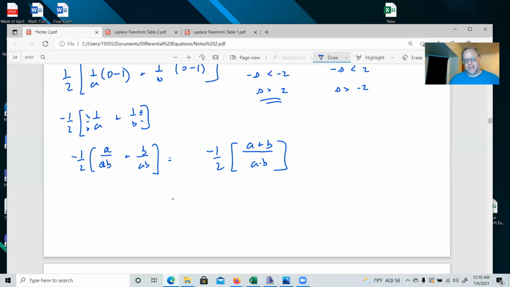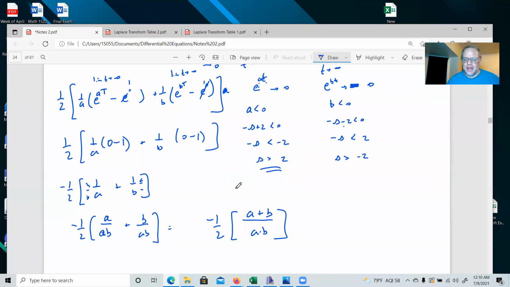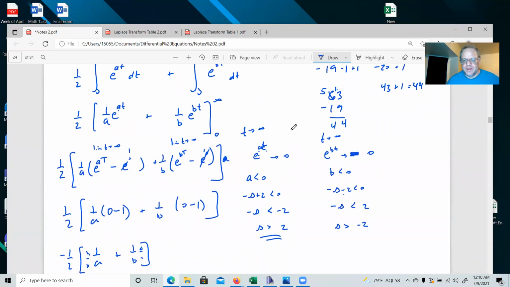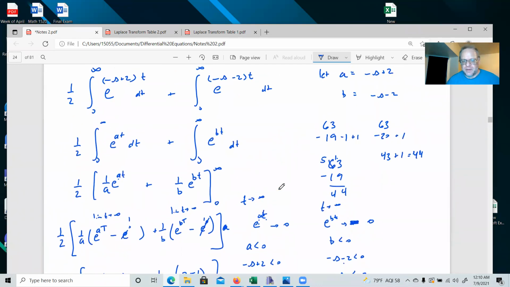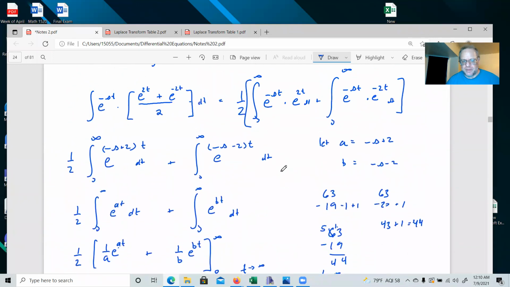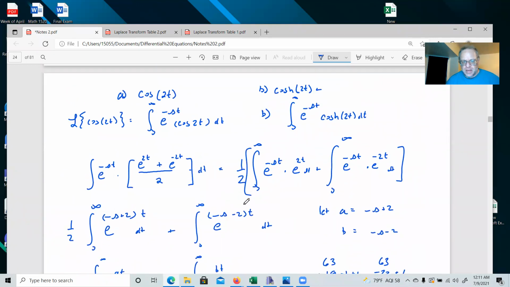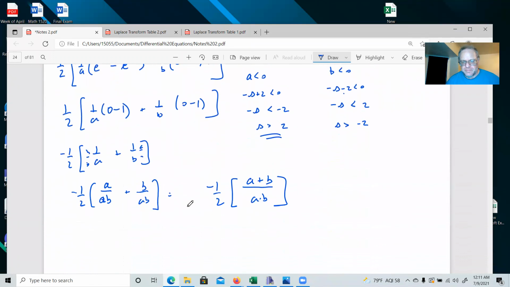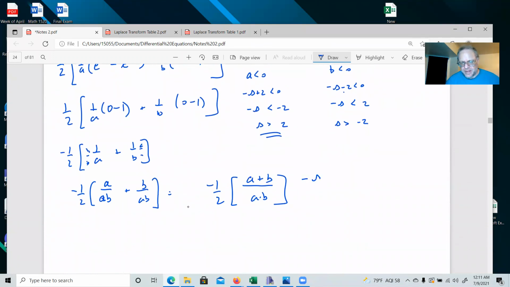What was a? What was b? A was all the way back up here, wasn't it? A was negative s plus 2. There's my a, plus, we have negative s minus 2. Here we have negative s plus 2, negative s minus 2.